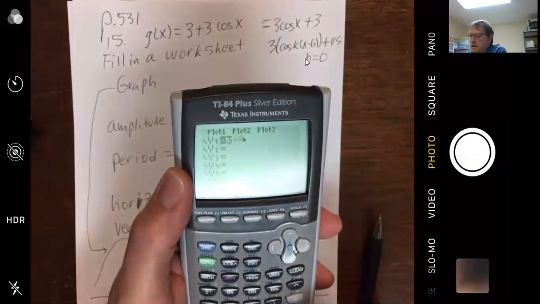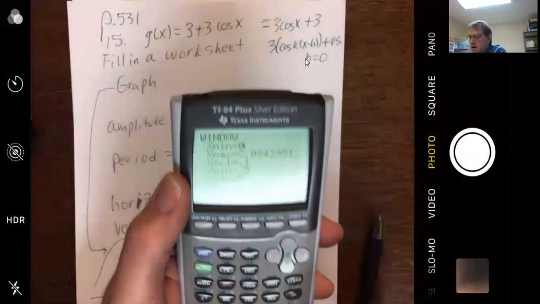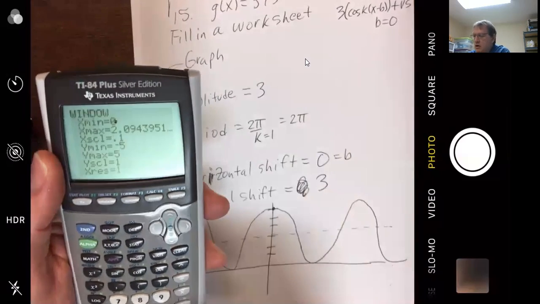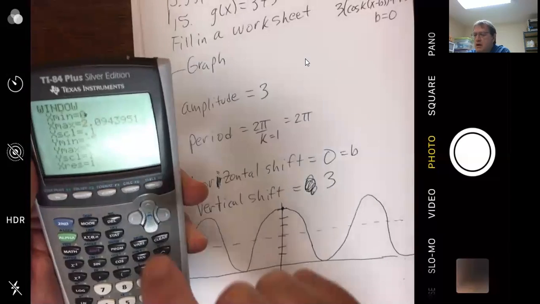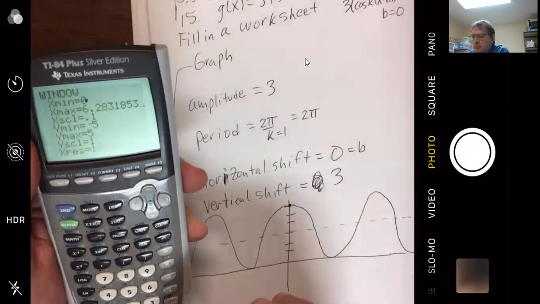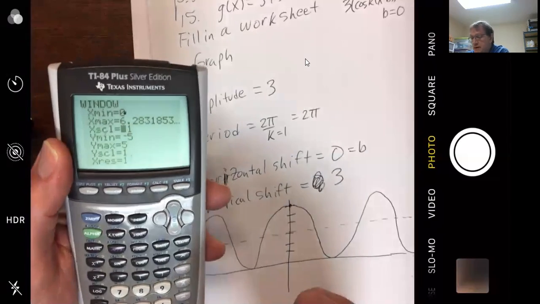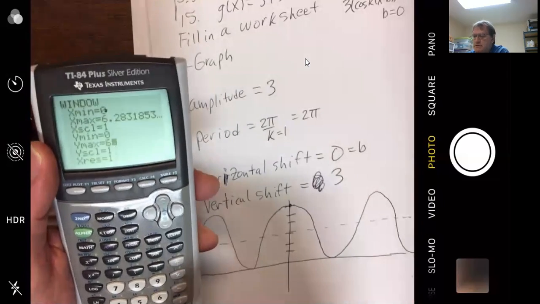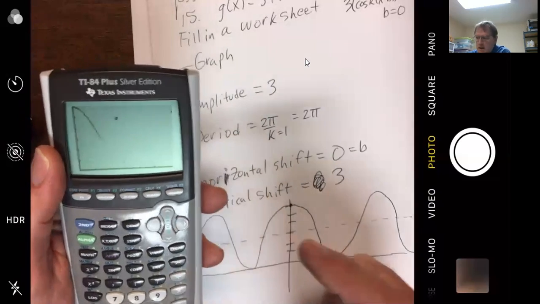So we have 3 plus 3 cosine x. Being able to sketch it out by hand helps you set the window. I'll go horizontally 0 to 2 pi, just to do one period. You can pick any fraction of pi you want. On the scale, you can pick 1. Keep it simple. And we'll go 0 to 6 by 1. Graph. So there you are.